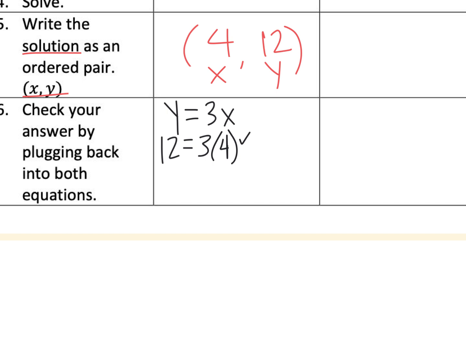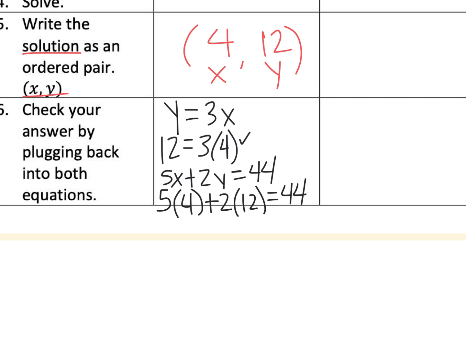My second equation is 5x plus 2y equals 44. So now I got to plug my x and y into that. So 5, my x is 4, plus 2 times my y is 12. When I type this into my calculator, I should in fact get true. If I get true, then yes, I've solved it correctly. If I get false, then there's a mistake and I have to go back. So this is in fact true when I check it in the calculator.